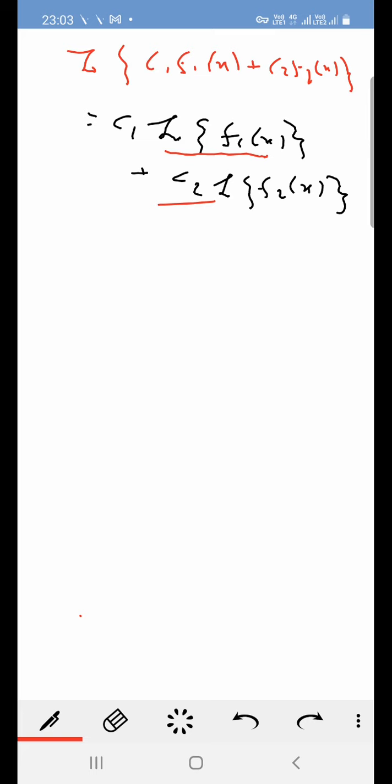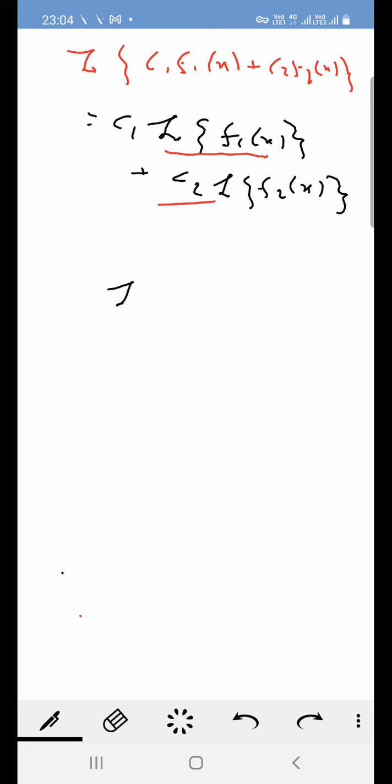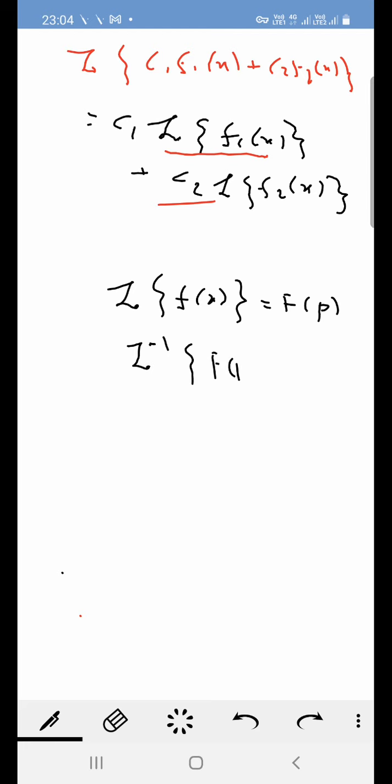Now, as we have an inverse Fourier transform, similarly we have an inverse Laplace transform too. So if the Laplace transform has been done for function f(x) to obtain a function F(p), then if we do the inverse Laplace transform on F(p), we will get f(x).